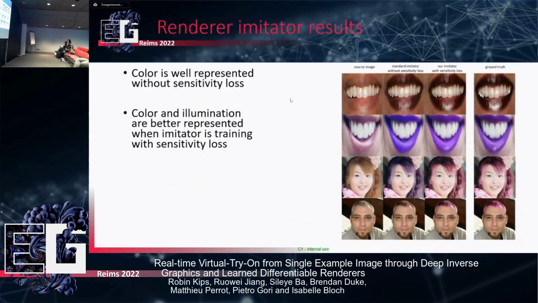So here you can see some first results of our imitator. If you take a look at the image on the right, the first column is the source images. The second column is the result generated by our imitator without the sensitivity loss. The third column is the result generated by the imitator with the sensitivity loss. And the fourth column is the ground truth. So what you can see here is that when we are using the imitator without sensitivity loss, color is well represented by the imitator, but the illumination and the gloss are not that well taken into account. Illumination and gloss are well taken into account when we add the sensitivity loss, because the sensitivity loss forces our network to take into account small variations in the graphic code that it would not have taken into account otherwise.